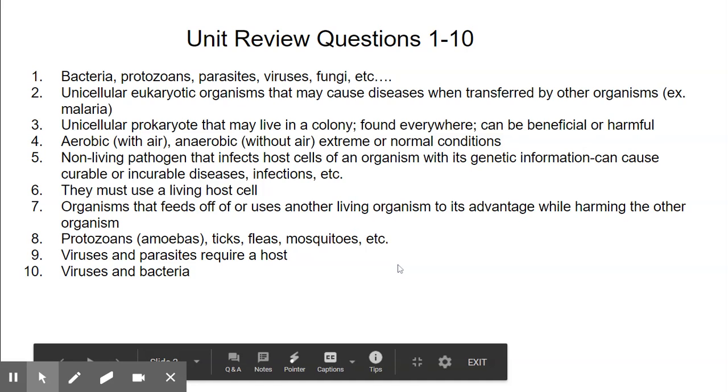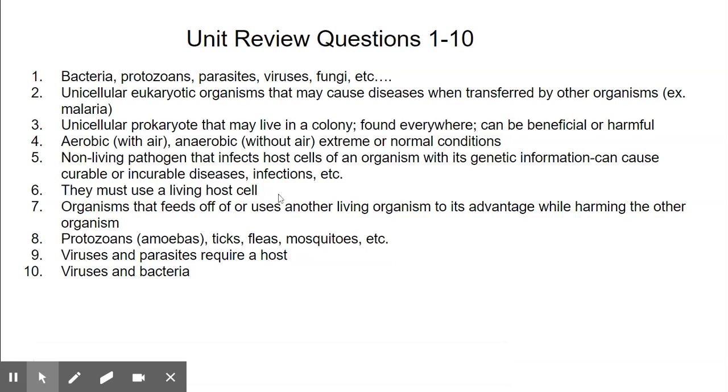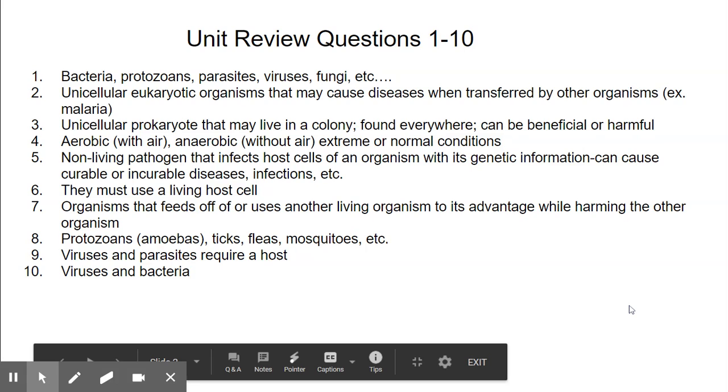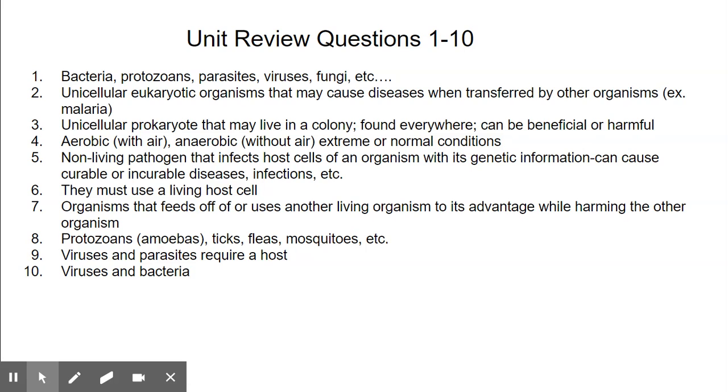All right. Number 1, give 3 examples of subjects that may be studied in the field of microbiology. I put bacteria, protozoans, parasites, viruses, fungi, and so many more. Describe a protozoan. That's a unicellular eukaryotic organism that may cause diseases when transferred by other organisms. So an example would be malaria. Remember, when a mosquito drinks the blood from its host, it is benefiting, but there is saliva that gets mixed in with the host bloodstream.